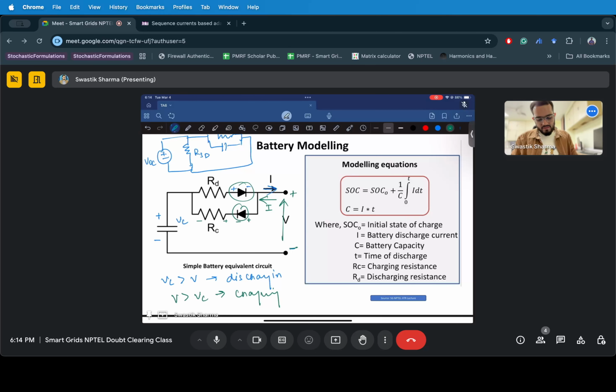So this is how you can use these equations to model the charging and discharging, where you use the capacity and the battery discharge current or charge current to model it in such a way that you are able to come up with the SOC model, right?